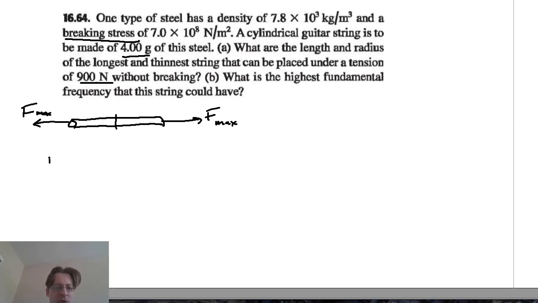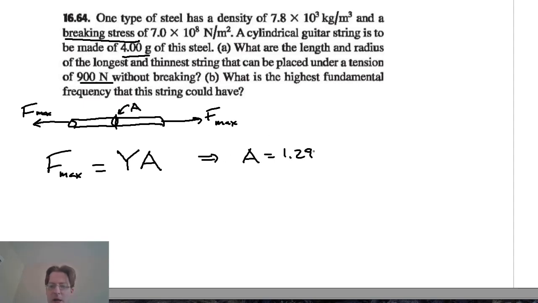Okay, so the idea is I'm going to set F max equal to the breaking stress, which is written with the letter Y, times the area. This is the cross-sectional area. It's a circular area, like a disk, of the string. So F max is 900, Y is given, and therefore we solve for A. I get a value for A, which is 1.29 times 10 to the minus 6 square meters, which you then set equal to pi r squared to find the radius.